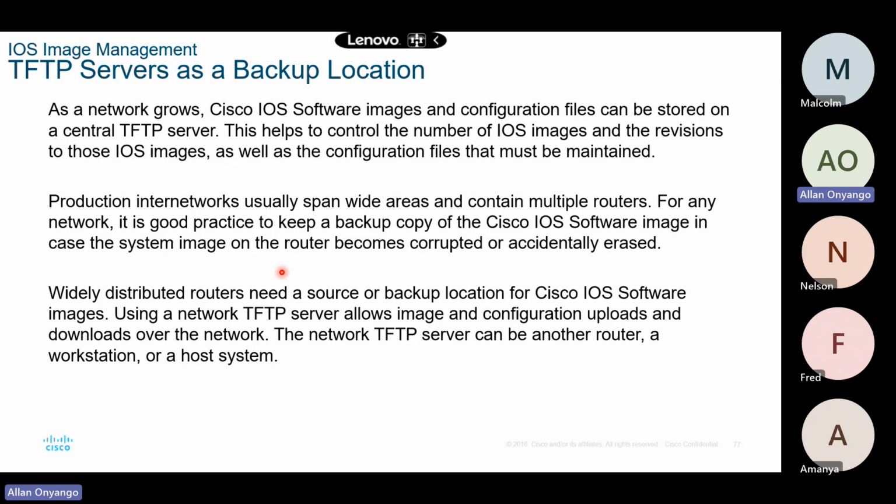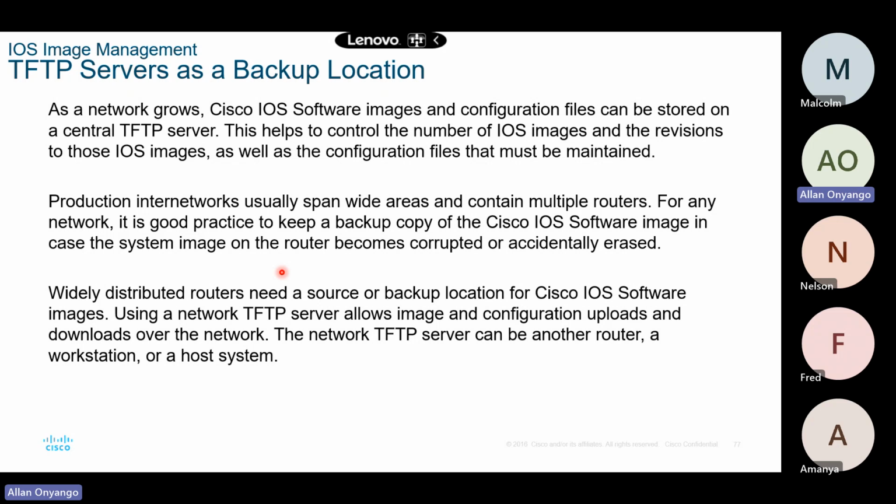Now, in production networks, they are very large, and they have so many routers and switches. So it is good practice to always keep a backup copy of your images in case the image of the router becomes corrupted or erased. For widely distributed routers, you need to have a source or a backup location for your files. And TFTP is one of those servers that allows image and configuration uploads and downloads over the network.